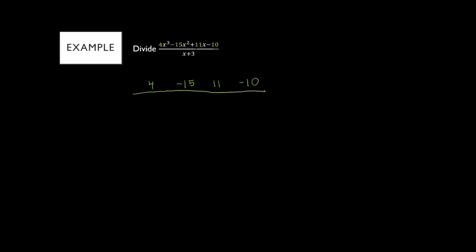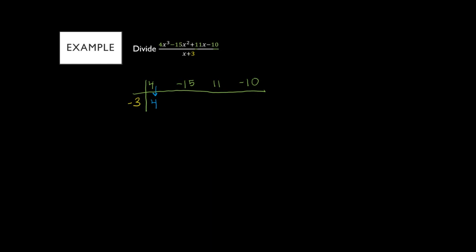I'm going to do it my way, where I just make a table like this. Then we have on the bottom x plus 3. What I use for synthetic division is what makes the denominator 0. It's basically the opposite sign. So if it says x plus 3 there, I'm going to use negative 3. And then that first number always gets dropped down below. So that's going to be 4. That is the initial setup.